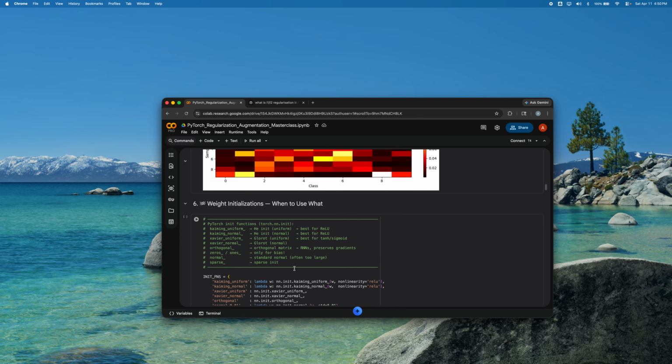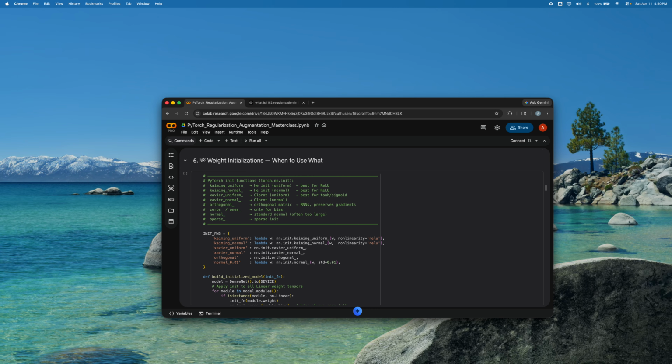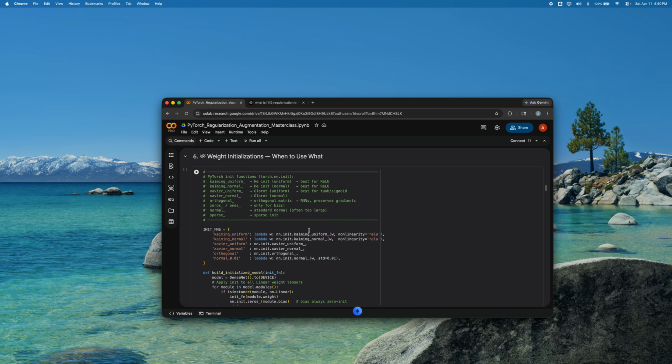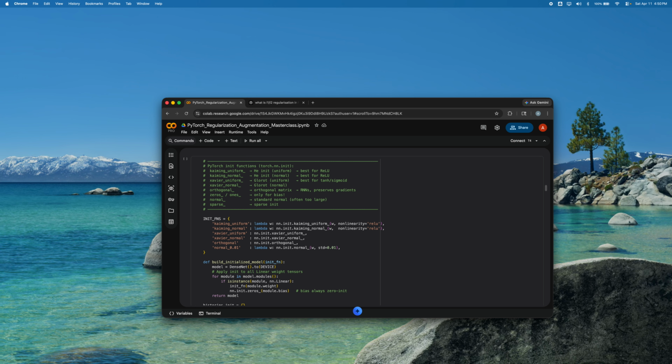Then we have the weight initializations. Why it matters is that neural networks start with random weights, and if those starting weights are too large or too high, we can have the problem of gradient explosion or vanishing during training, and the model will never learn well. So the notebook demonstrates 6 strategies.